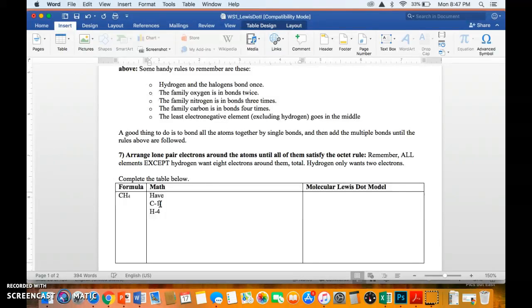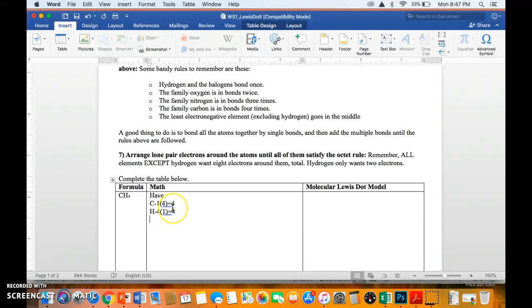Carbon has 4 valence electrons, and I find that on my periodic table. Hydrogen has 1 valence electron. I find that on my periodic table as well. So 1 times 4 here is 4. 4 times 1 is 4.